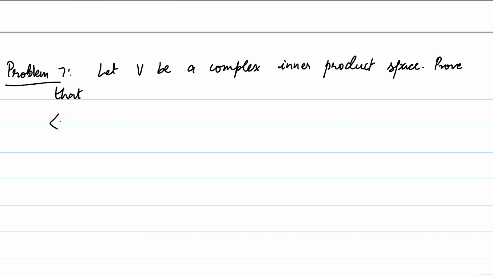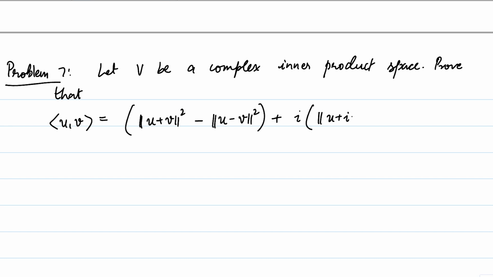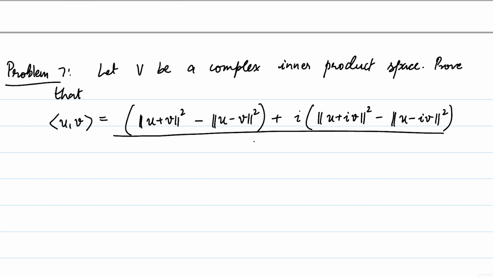the inner product of u comma v is equal to the length of u plus v the whole square minus the length of u minus v the whole square plus i times the length of u plus iv the whole square minus the length of u minus iv the whole square, whole divided by 4. Okay, so let's see what this is. So let's look at what the RHS is going to behave like.